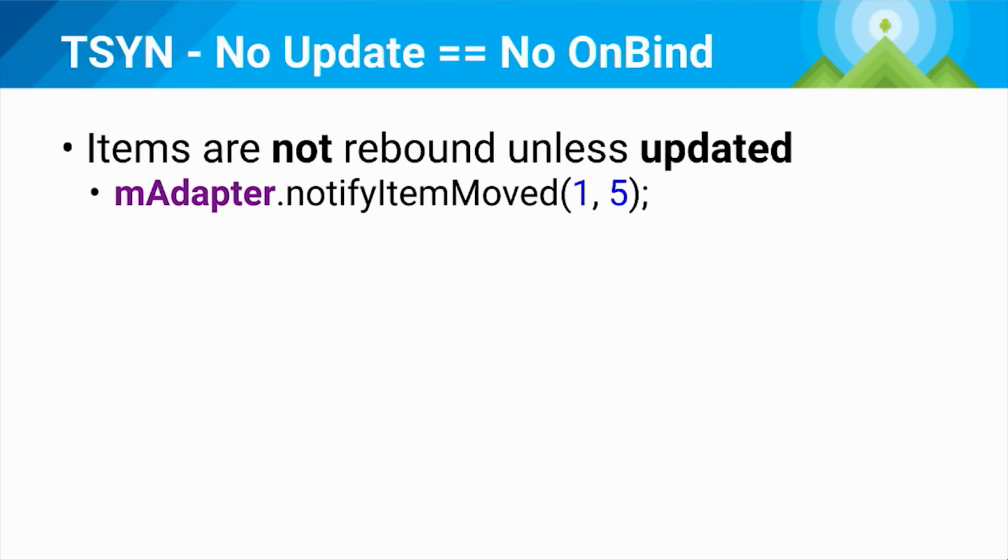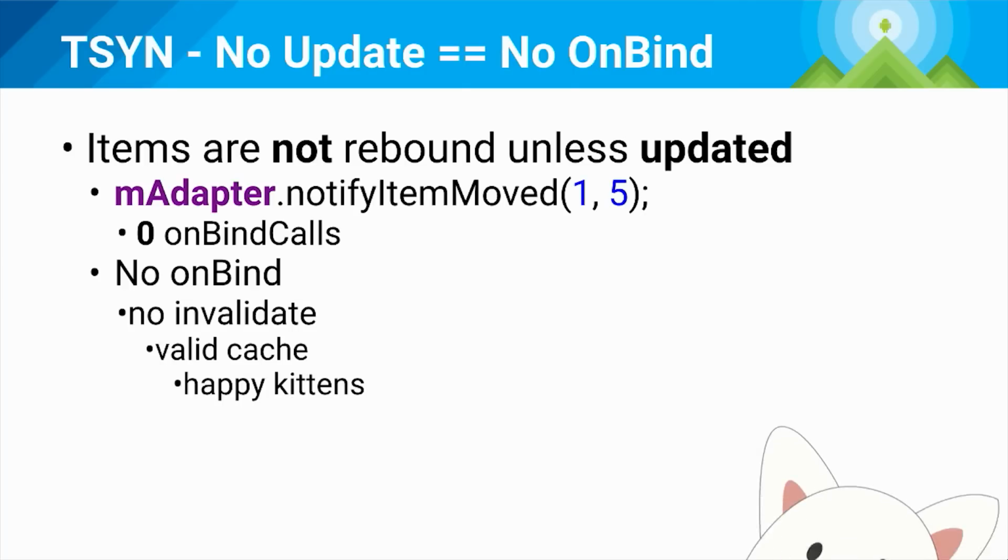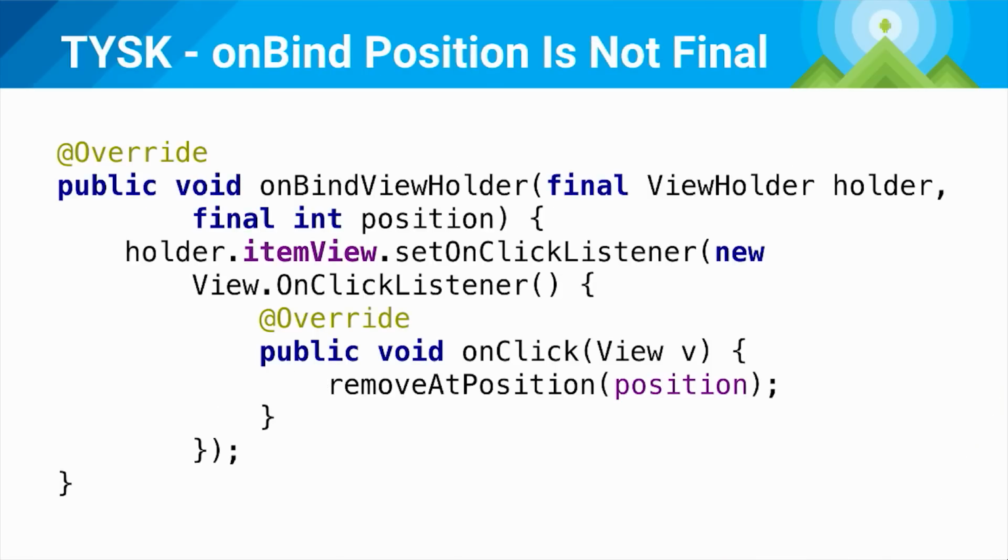So for example, if you say item moved, the item only moved. I have no idea you are displaying a row number there because you didn't tell me the item has changed. So we will just move it. We are not going to tell the adapter. Why do we do this? Because not calling onBind means we are not invalidating anything. If we don't invalidate anything, caches are valid and kittens are happy. It's important.